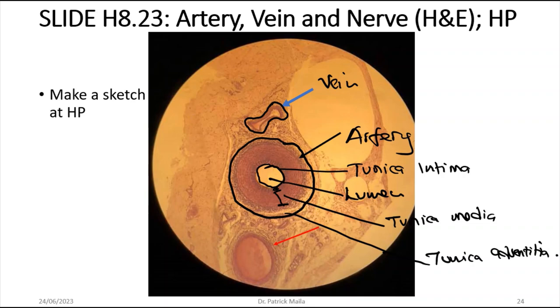What you see here that the red arrow is pointing, this is the nerve. Why? It doesn't have a lumen. Look, here on the vein, you had a lumen. But here, you don't have any lumen. It's a closed space. So this is the nerve. That's how you are able to identify the artery, the nerve, and the vein in a histological slide.